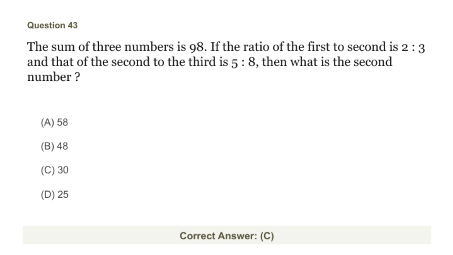Now, for the second number, we already have it as 3x. Next, the second to third ratio is 5:8. Since the second is 3x, the third number would be 8/5 times the second. So the third number becomes 8/5 times 3x, which simplifies to 24/5 x.